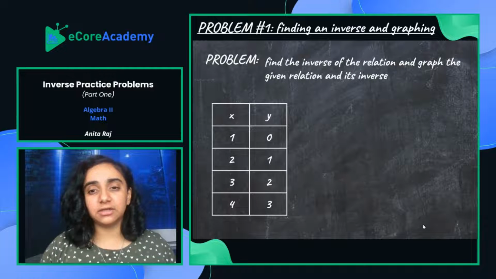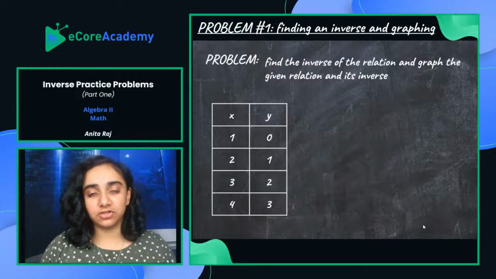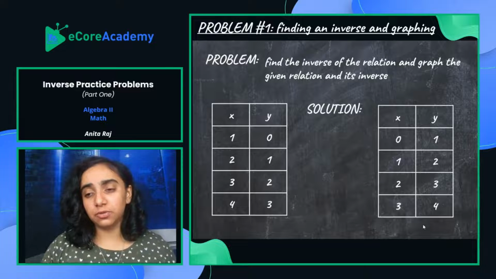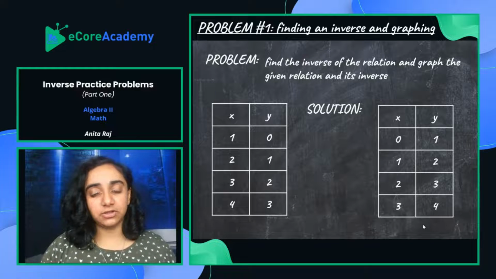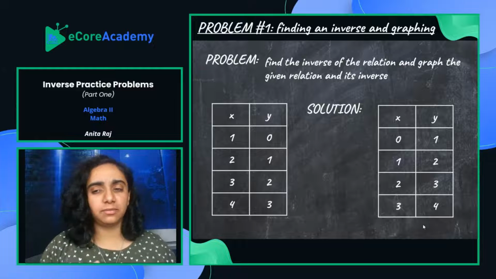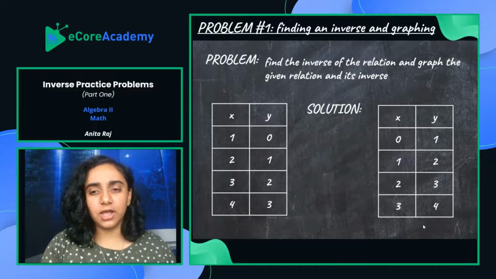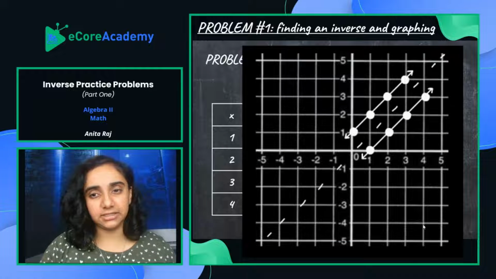What we're asked now is, can we find its inverse? And then after we find the inverse, can we graph both the original relation and the inverse on the coordinate plane? So here's your solution. I'm just going to show you right now. Here's your XY table for the inverse. I'll run through how to find it, but I'm pretty sure you all will know how we find this XY table. And then here's the graph of both the relation and its inverse.